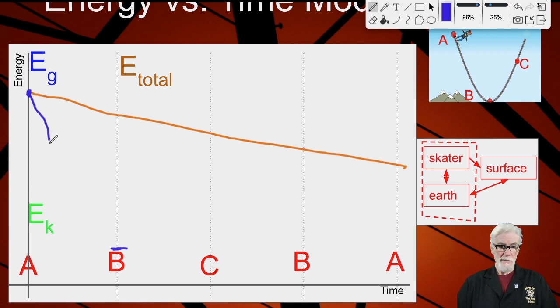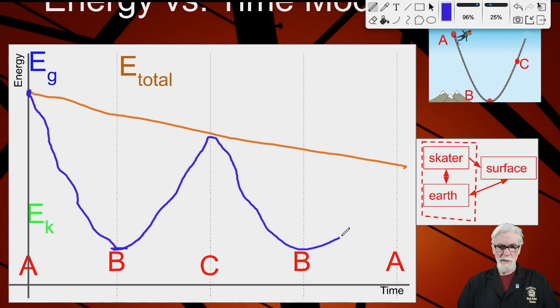So we're going to see a decrease in EG until she gets to B. And then it's going to increase when she gets to C, but it's not going to go as high as before. It's just going to go to the total line. And that's going to drop back down to zero at B, and it's going to go back up to the total line at A, and then that trend would continue. My graph isn't quite as smooth as the one that we had in the last graphic, but you get the idea, I hope.